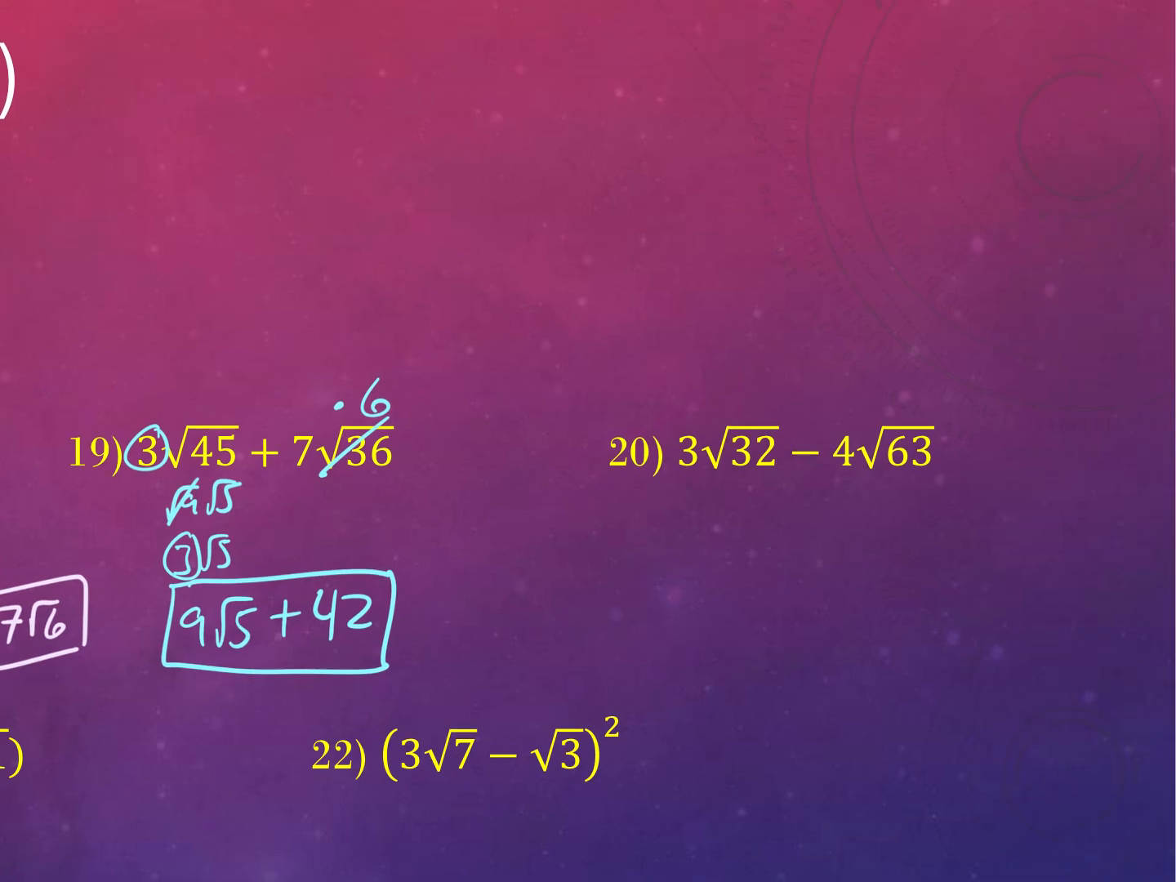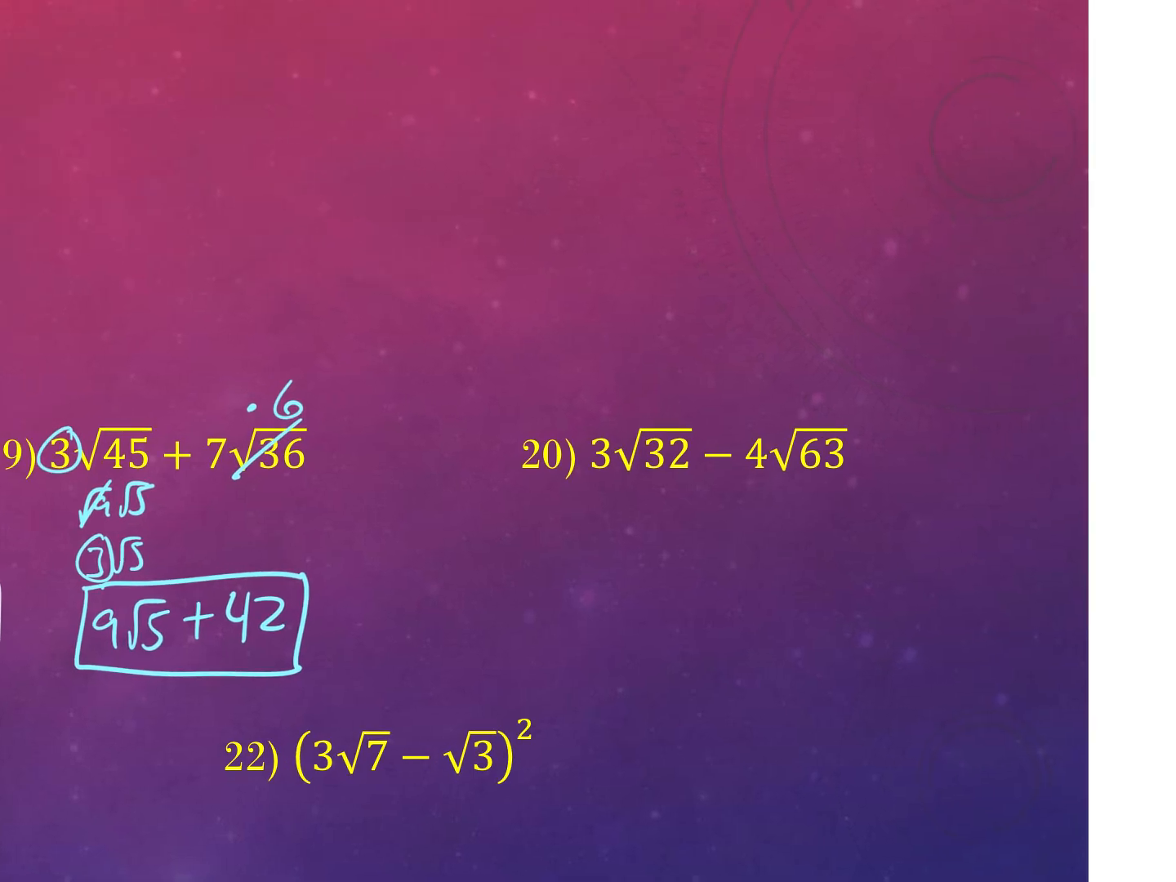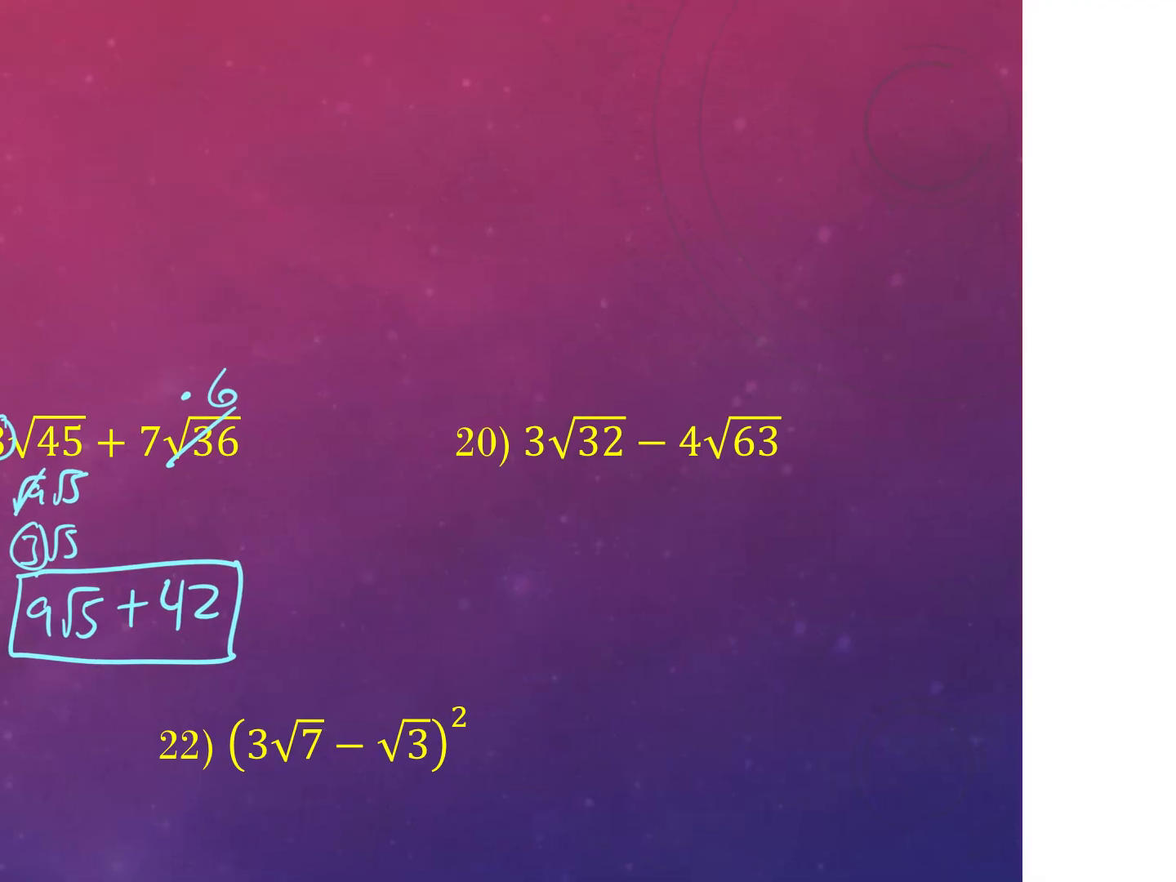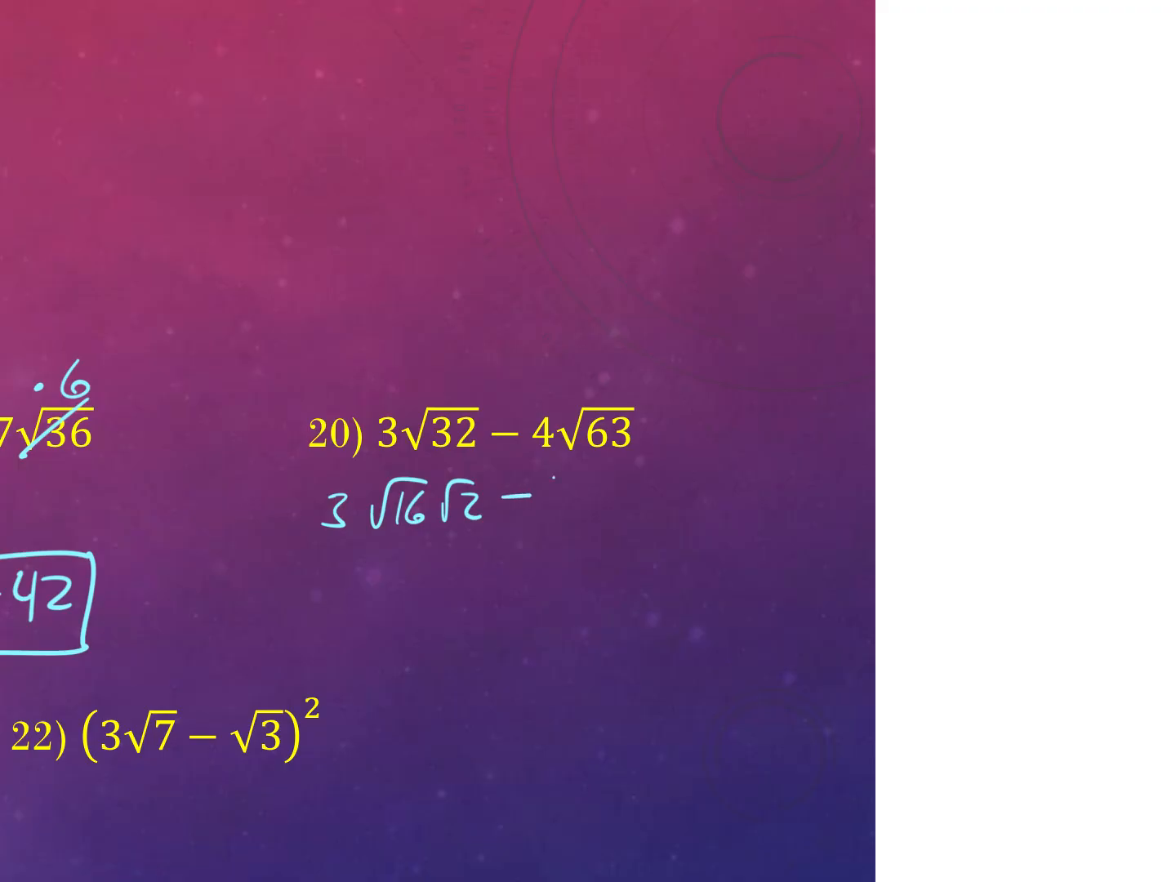All right. Now, if you look at number 20, let's see if something similar happens here. All right, if I have the square root of 32, try to simplify it as much as you can. That's going to be 3 on the outside. Square root of 16 square root of 2. Minus 4 square root of 63, pick the perfect squares. It's going to be square root of 9 square root of 7. And so this is going to be a 4 right here. This is going to be a 3 right here.